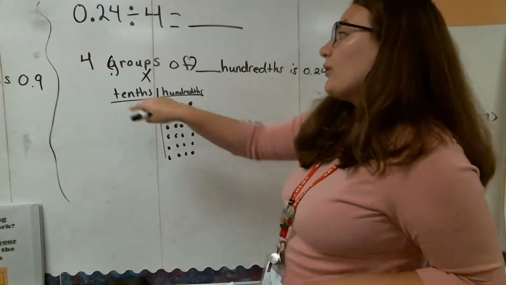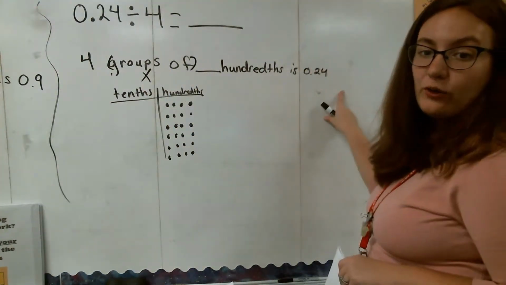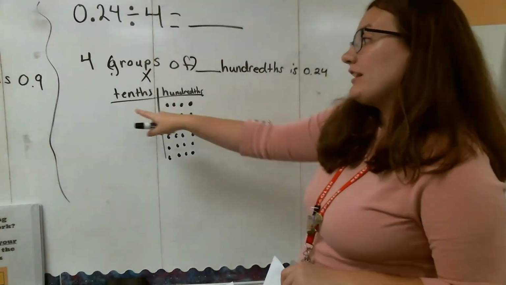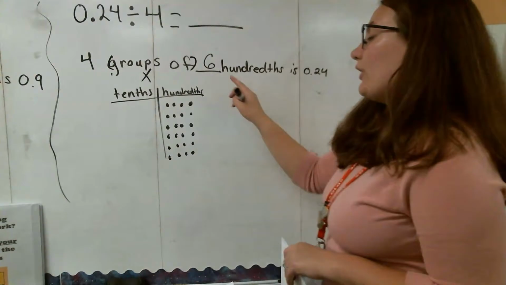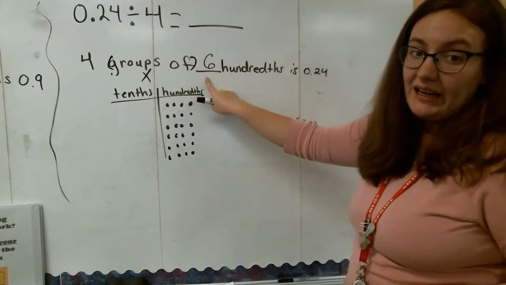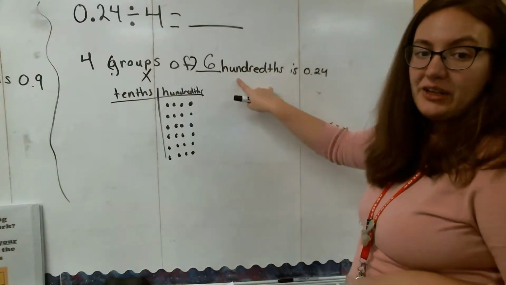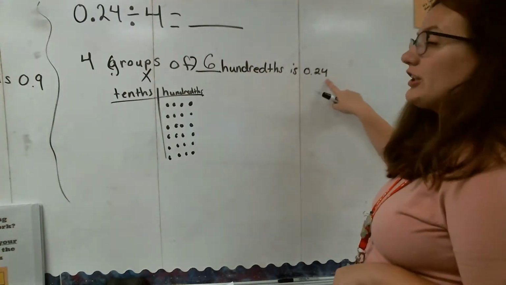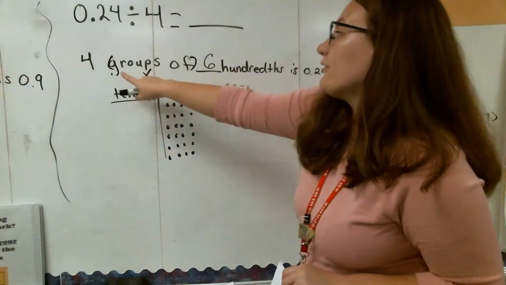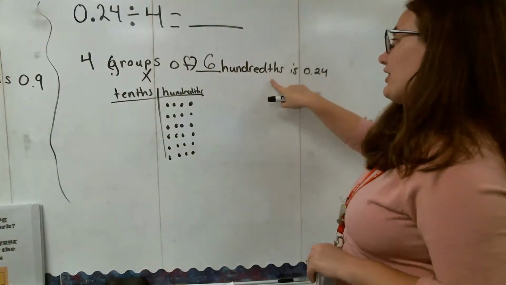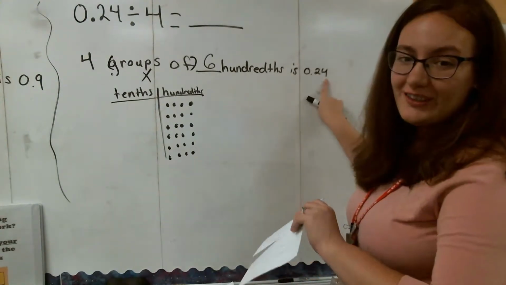And I can think of, well, 4 times what is 24 hundredths? Well, I know that 4 times 6 is 24, so I can fill in the blank with the 6. And now I'm left with 6 hundredths. Remember, this unit, hundredths, needs to match the unit of the number I'm trying to get to. So I have 4 groups of 6 hundredths is the same as 24 hundredths.